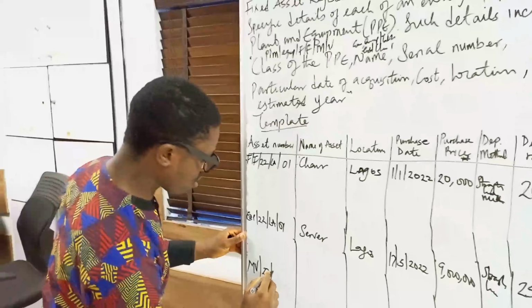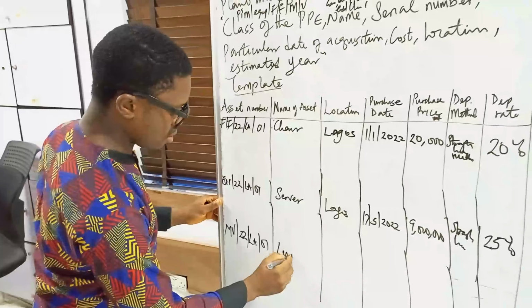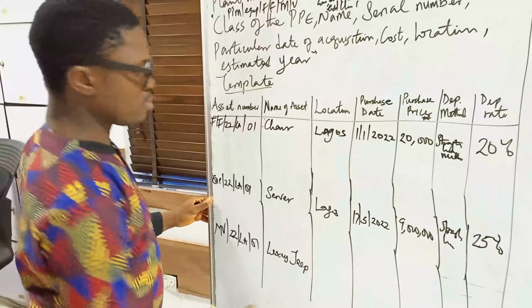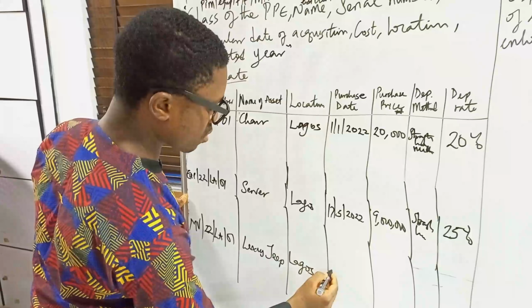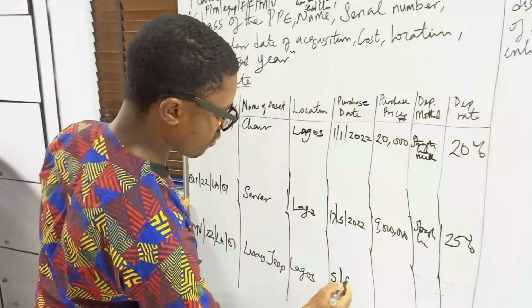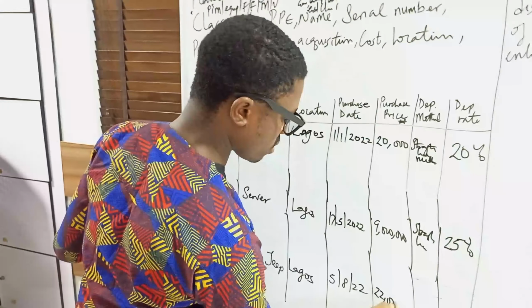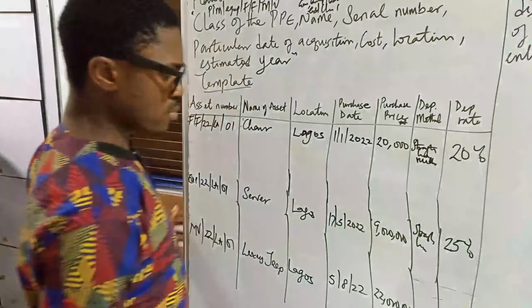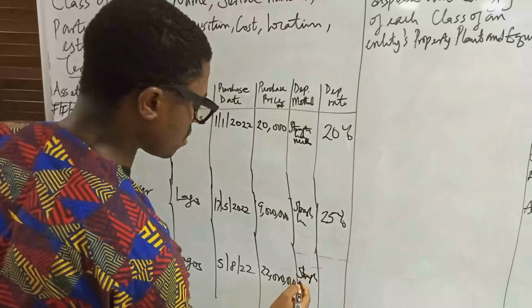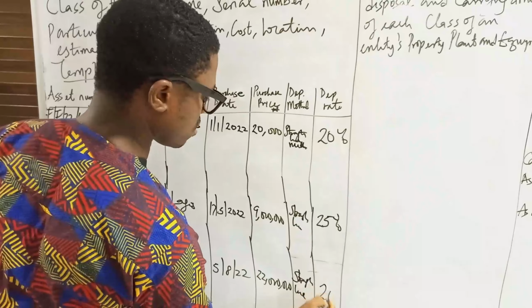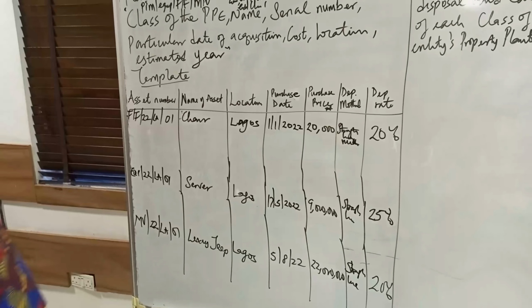So take note. Still for Lagos branch, the first is a Lexus, location Lagos. When was it bought? It was bought on the 5th of August 2022. How much was it bought for? 22 million naira. So we have that for fixed asset register.